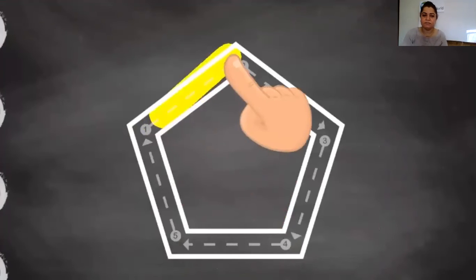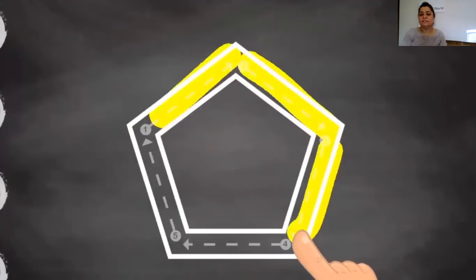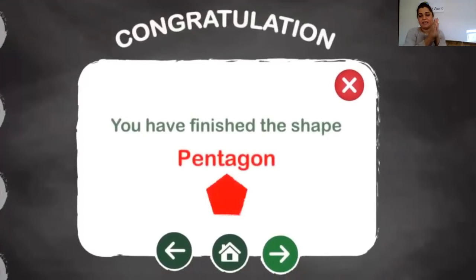What is this? One, two, three, four, five. Isn't this a pentagon? Yes, that's a pentagon. Yay, very good. Five sides.